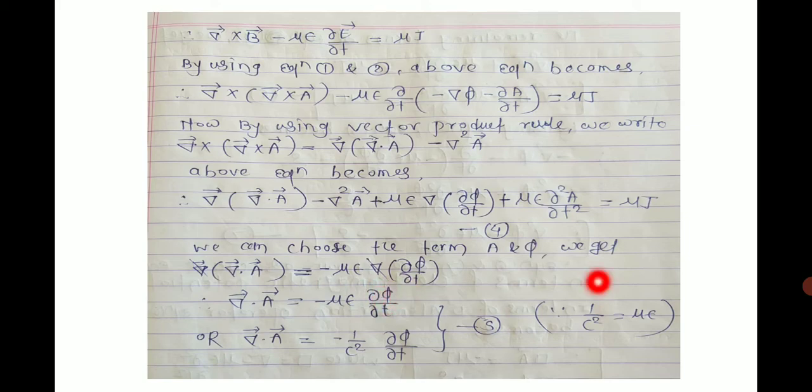Since 1 upon c square is equal to mu epsilon, del dot A is equal to minus 1 upon c square del phi by del t. This is equation number 5. Del dot A is equal to minus mu epsilon del phi by del t, or del dot A is equal to minus 1 upon c square del phi by del t. This is equation number 5.